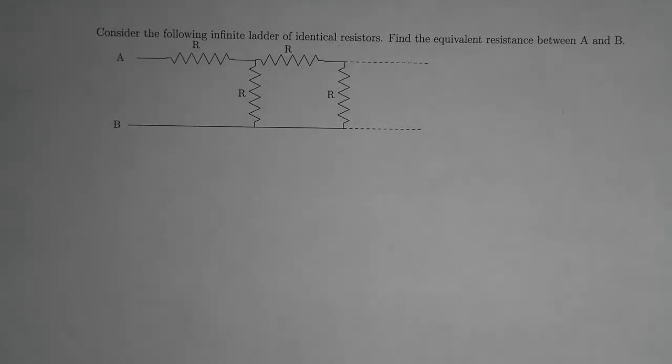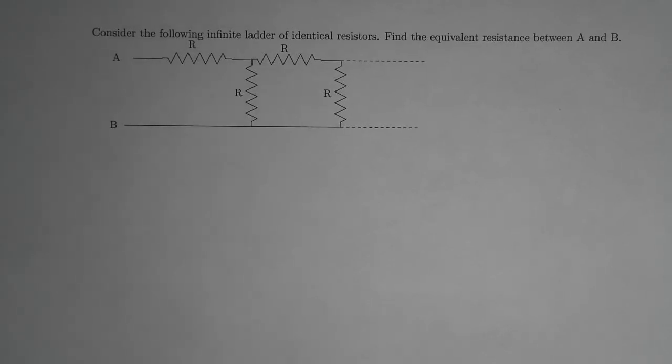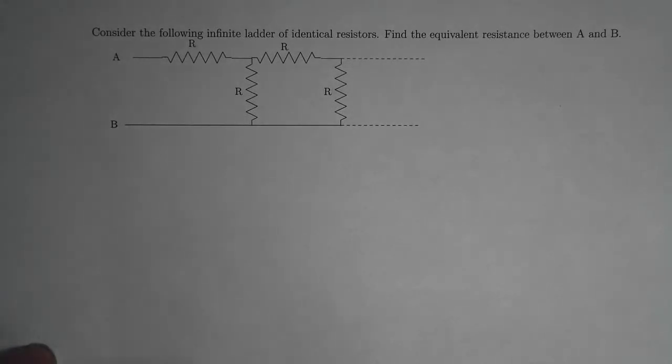The following problem. Consider an infinite ladder of identical resistors. Find the equivalent resistance between A and B. It's not a very hard problem, but it does basically test what we know to the max. All right, so let's just go ahead and try to do it.